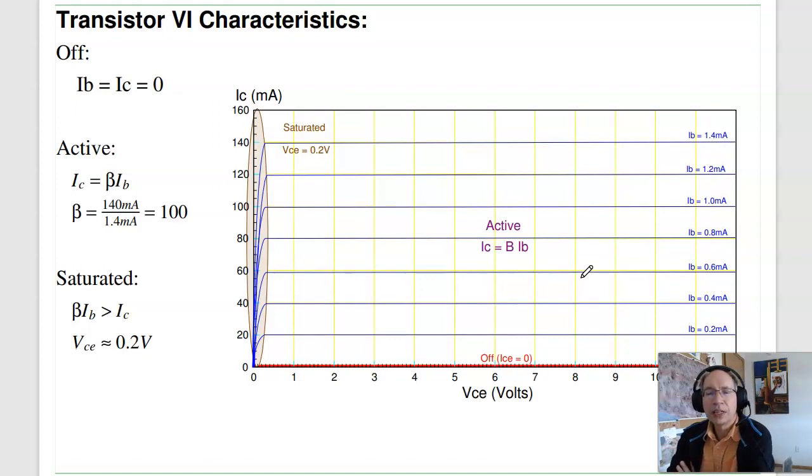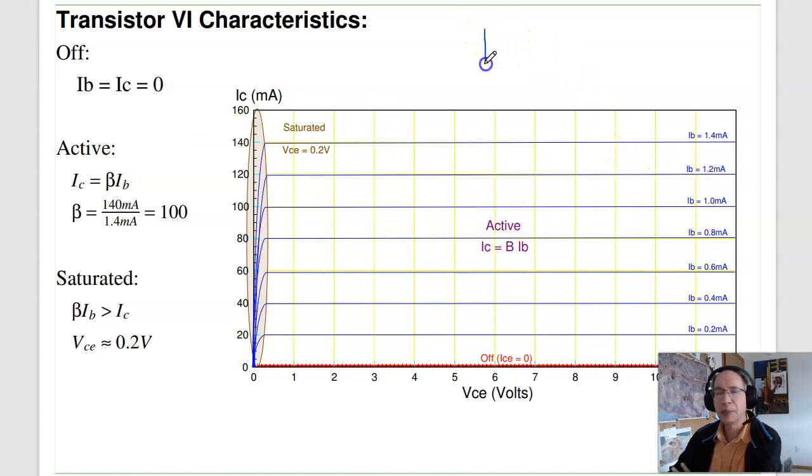The VI characteristics per transistor looks like this. If there is no base current, then there is no collector current. That's the off state. As the base current increases, I get more and more collector current. In this case, the ratio: 1 milliamp at the base produces 100 milliamps at the collector. 1.2 milliamps at the base produces 120 milliamps at the collector. That's a 100 to 1 ratio. This says that beta is 100.